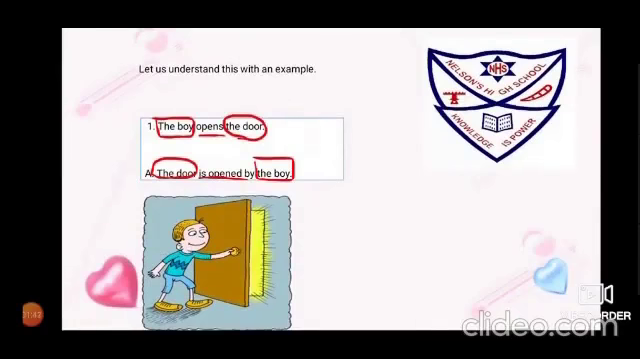Let us understand the theory of active and passive voice with an example. The first example: the boy opens the door. Who is performing the action? The boy. Which action is he performing? Opening the door. So the verb is opens. And who is receiving the action? So it is the door.